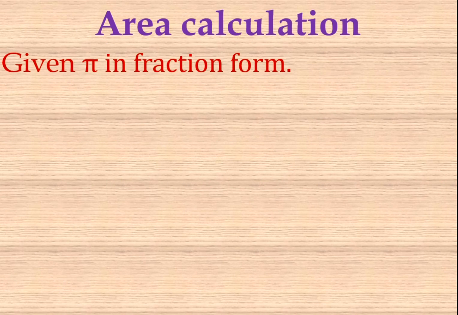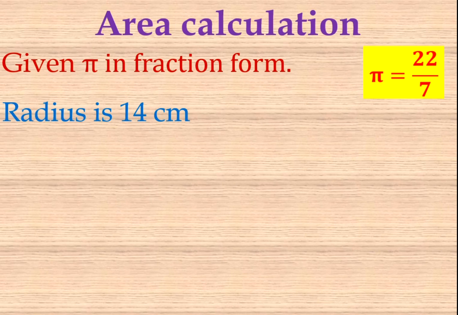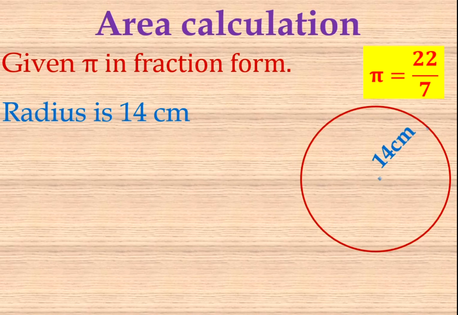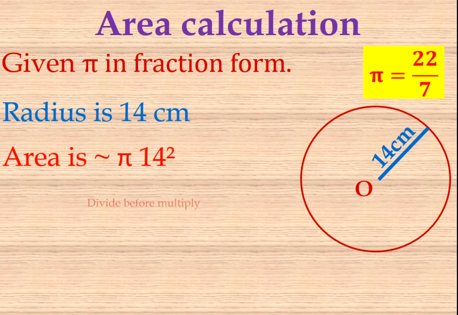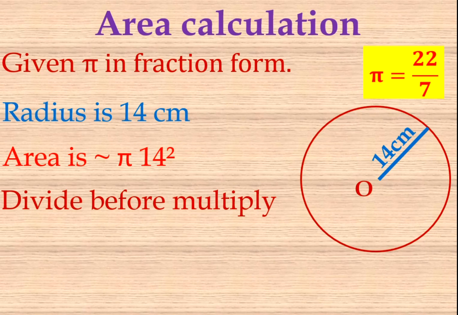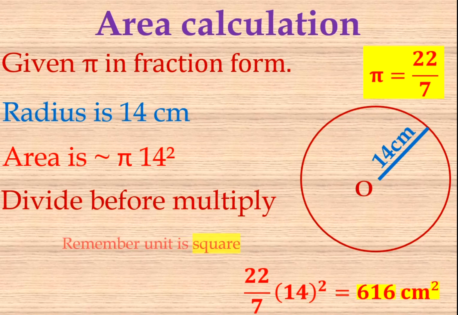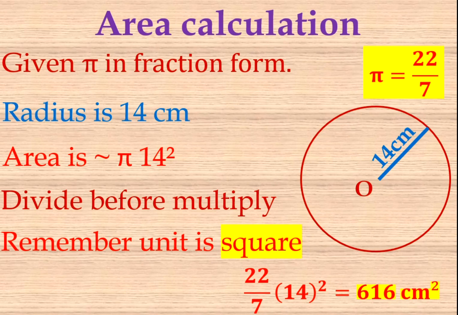Given pi in fraction form, radius is 14 cm. Area is pi times 14 square. Divide before multiply. Remember the unit is square. The answer is 616 cm square.